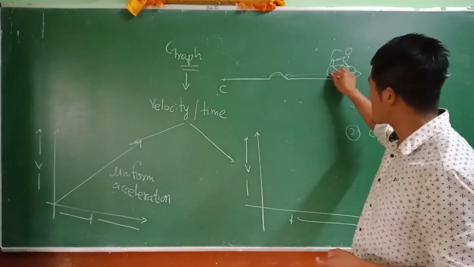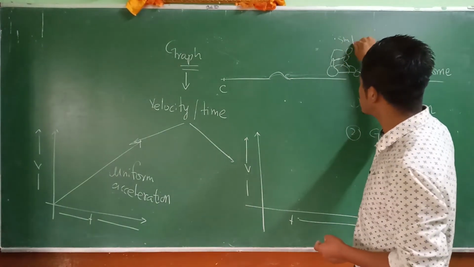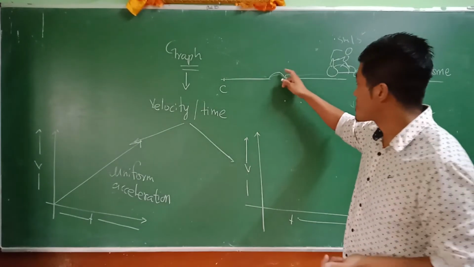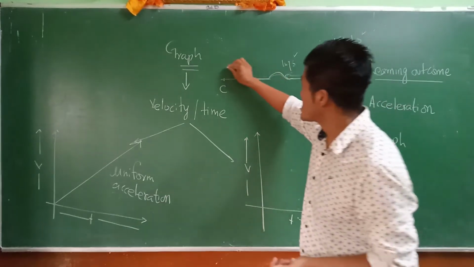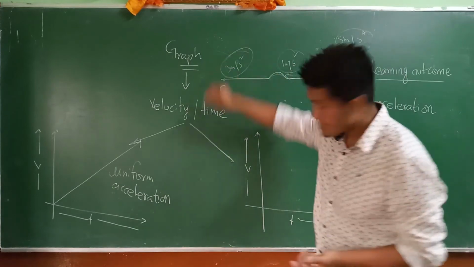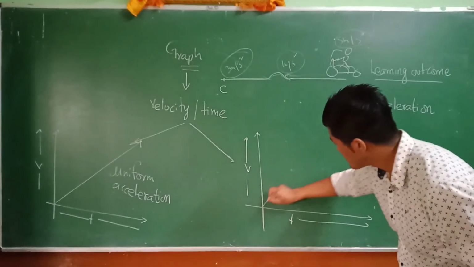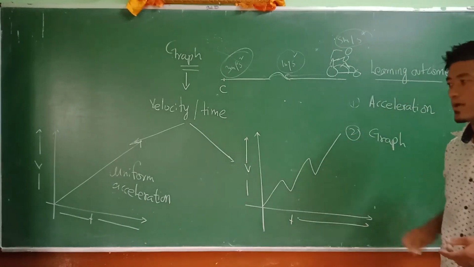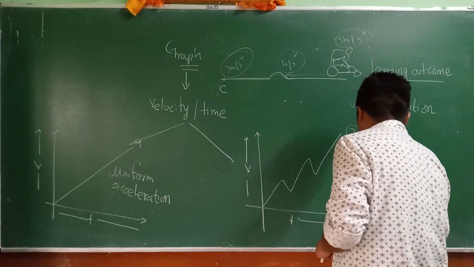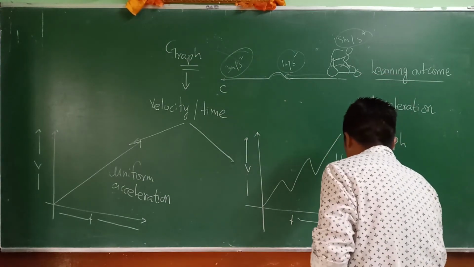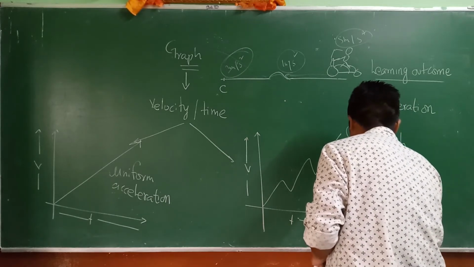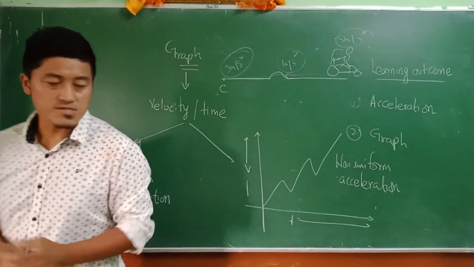Now you can see over here, this guy may be at 5 meters per second square. We cannot expect him to stay at 5 meters per second square here. Over here maybe 1 meter per second square. Then suddenly he will increase to 3 meters per second square. So you see three different values here. In that case, this is what we call non-uniform acceleration. So these graphs are very important.